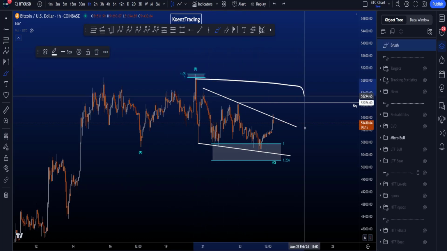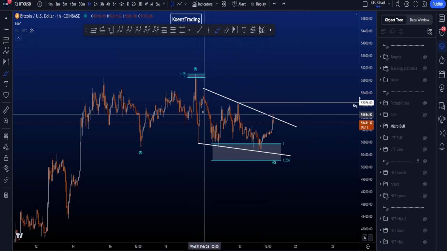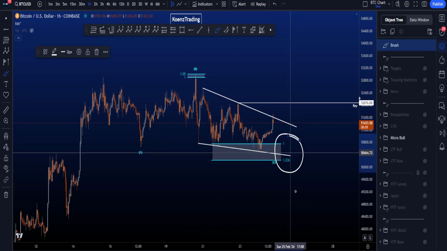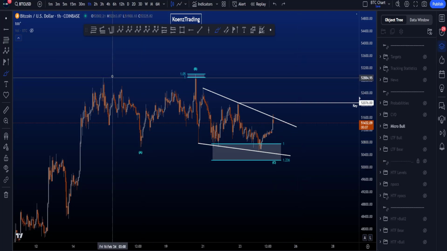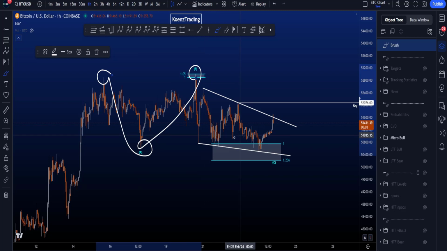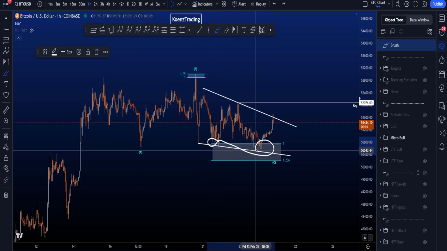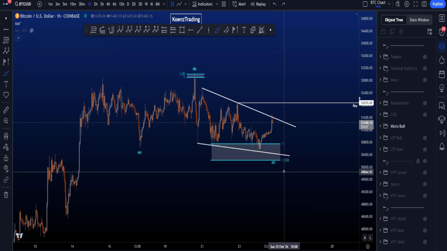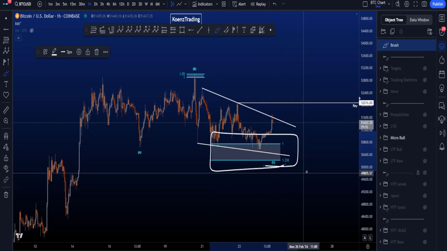And then we're looking for a diagonal structure in a wave C, where the most common target area for wave C in a regular flat is between the 1 and the 1.236, taken from the high to the low of wave A to the high of wave B, which as you can see is currently being respected. And even if we make one more low, that's absolutely fine. As you can see, we still have room in this target area.